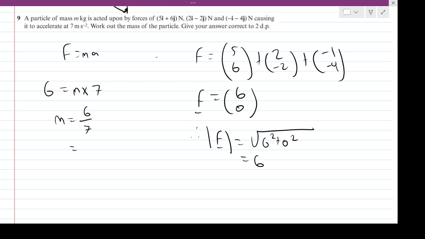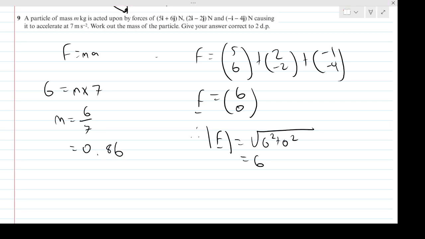And there we are. So if I work that out as a decimal, that's 0.86 to 2 decimal places, in kilograms as well. And there we are. So again, we can also work out the magnitude of the vector if we want to use it in numerical form with just numbers, like we used to in the previous video as well. But there we are.